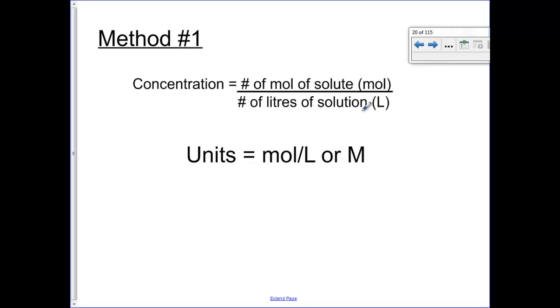Okay, so here's one of the ways in which we can try to quantify how concentrated a solution is. We use something called moles per liter, and this is by far the most common method of trying to quantify how, I don't want to use the word strong, so how concentrated something is. Do you guys remember what moles are?